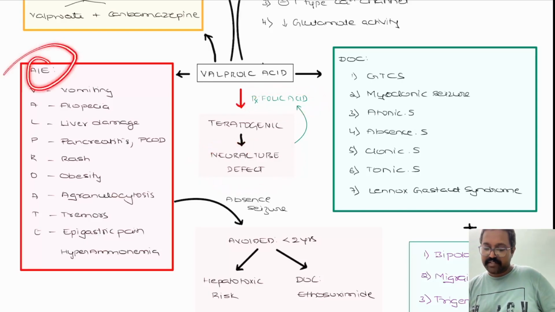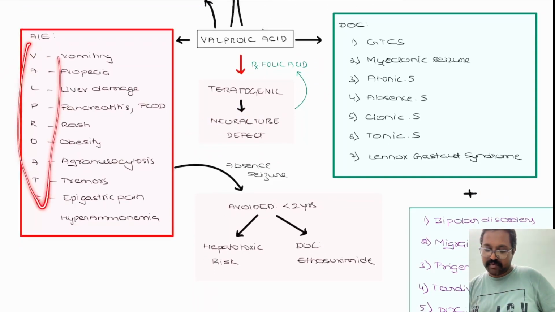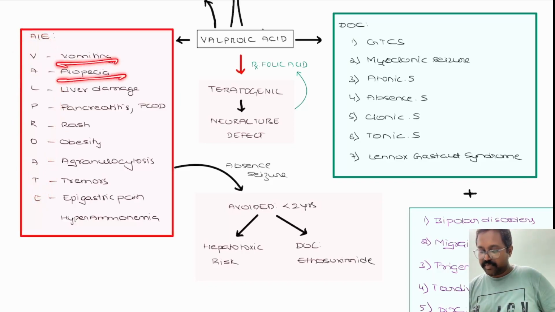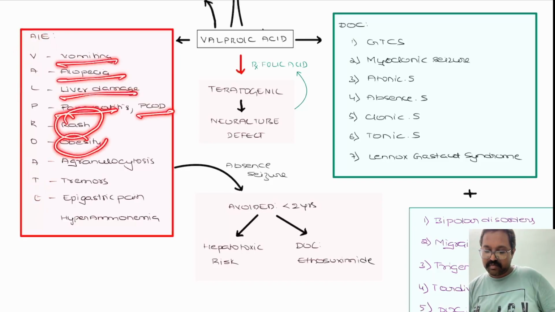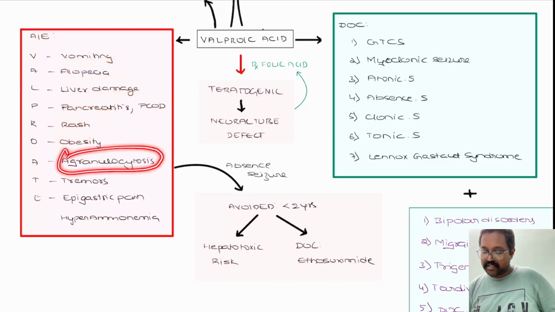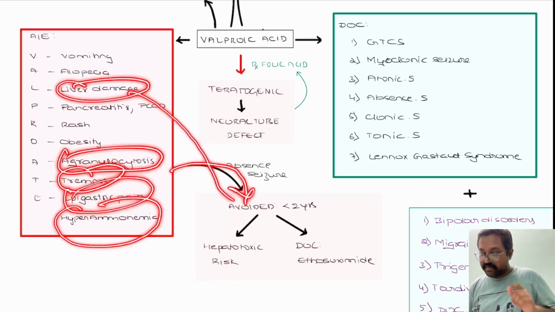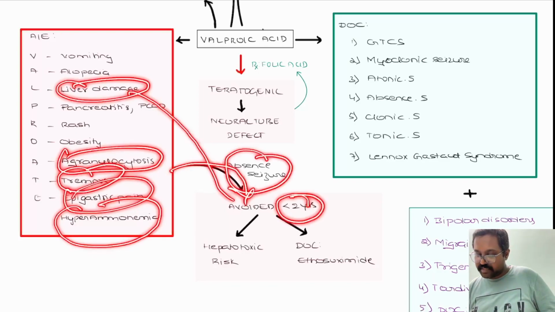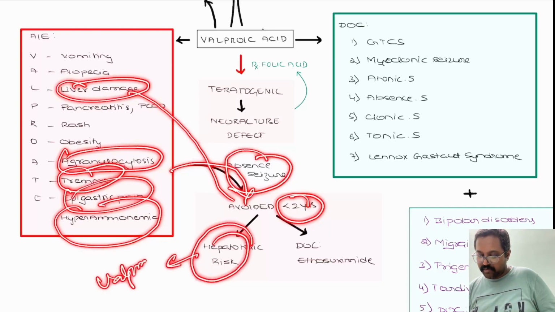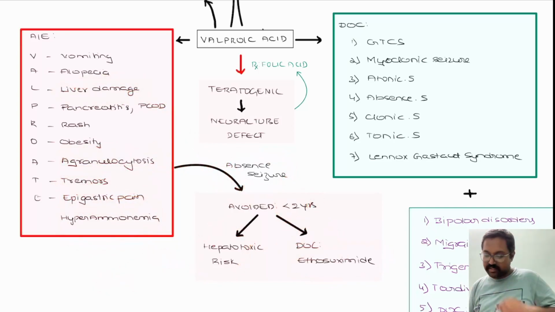So what are the side effects of valproate? It can be remembered as VALPROATE. V stands for vomiting, alopecia, liver damage, pancreatitis, PCOD, R for rashes, obesity, very important, agranulocytosis, tremors, epigastric pain, and hyperammonemia. So please remember, in case of liver damage, especially if given to children in case of absence seizure, hepatotoxicity will occur with valproate. So here the drug of choice will remain ethosuximide.